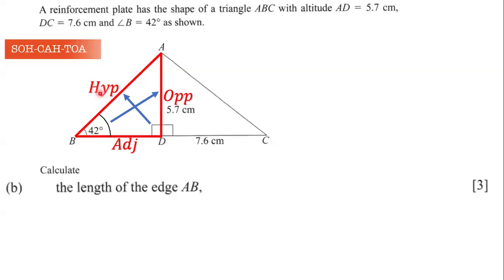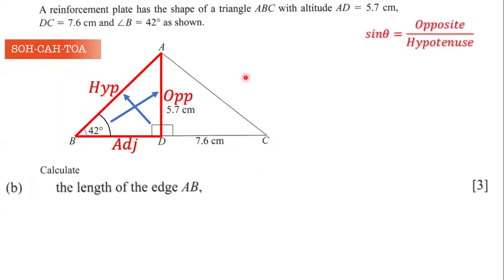Our goal is to determine the length AB, which is the length of the hypotenuse. So we need to figure out the hypotenuse, and we have the opposite side. Those are the two sides that we're concerning ourselves with: the hypotenuse, because that's the side that we want to find, and the opposite, because that's the side that we actually have. So we're going to use a trig ratio that uses the opposite and the hypotenuse. Opposite and hypotenuse, that's going to be sine of theta.